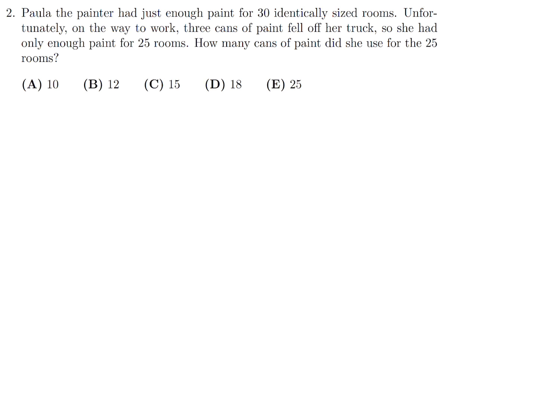Paula the painter had just enough paint for 30 identically sized rooms. Unfortunately, on the way to work, 3 cans of paint fell off her truck, so she had only enough paint for 25 rooms. How many cans of paint did she use for the 25 rooms? So since X will represent the total cans of paint, X minus 3, because 3 cans fell off, is how many she needed to paint 25 rooms. And then X was how many she needed to paint the 30 rooms.